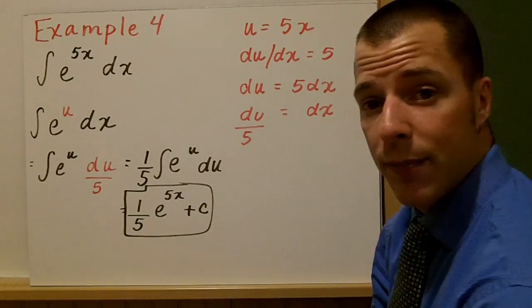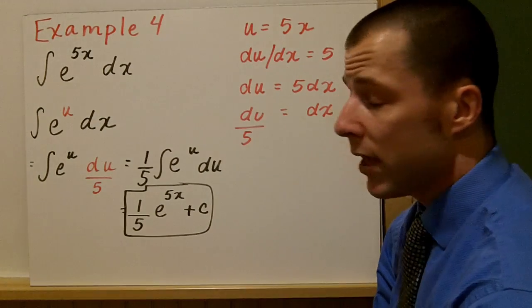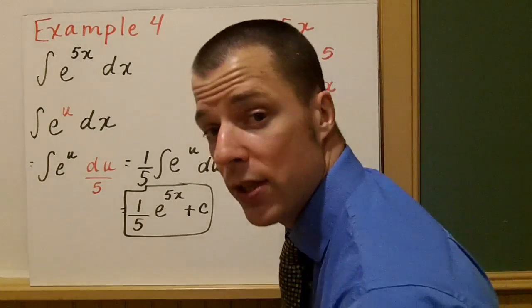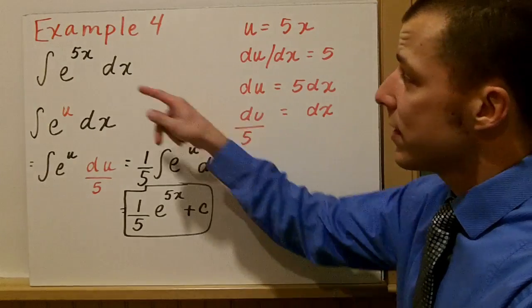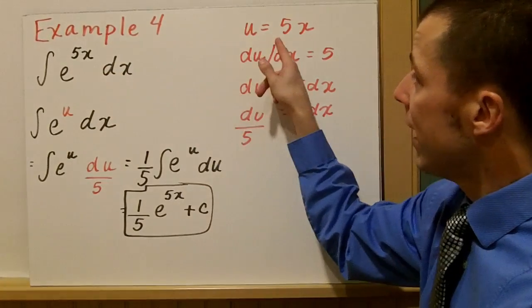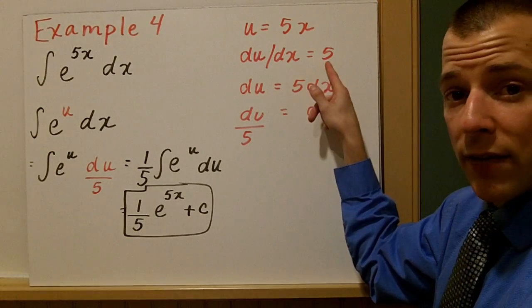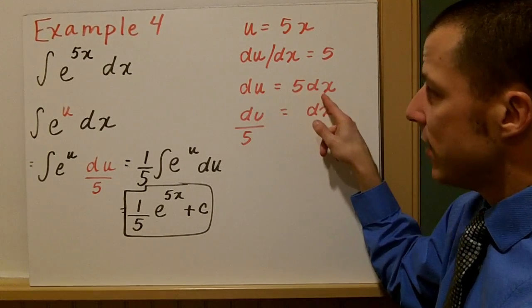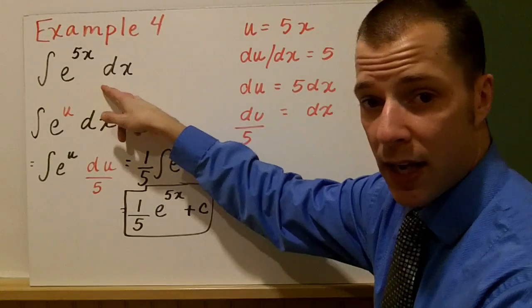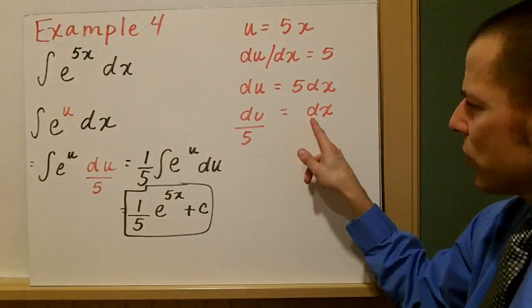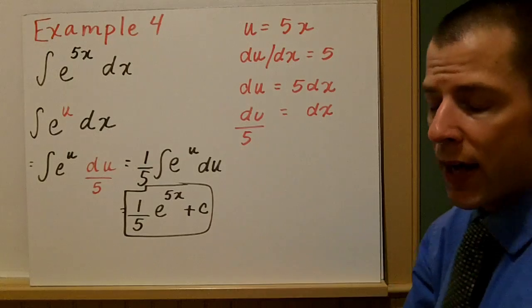All right, our fourth example is integrating e to the 5x. This one's a little bit easier than the last example, and in this case, we're going to let u be 5x, excuse me. So du dx equals 5. Du equals 5 dx. Again, we don't see 5 dx. So solving for dx, we get du over 5.